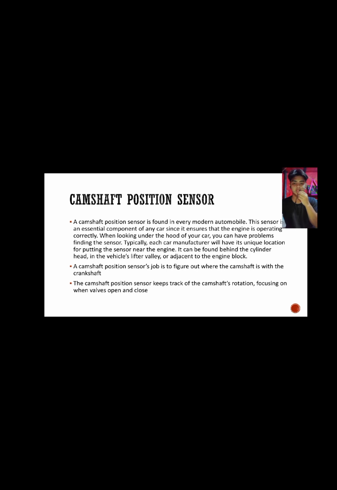First of all, what is camshaft position sensor? A camshaft position sensor is found in every modern automobile. This sensor is an essential component of any car since it ensures that the engine is operating correctly. When looking under the hood of your car, you can have problems finding the sensor. Typically, each car manufacturer will have its unique location for putting the sensor near the engine. It can be found behind the cylinder head, in the vehicle's lifter valley, or adjacent of the engine block.